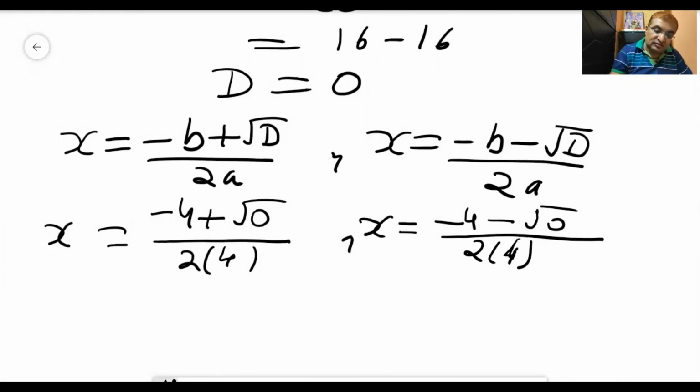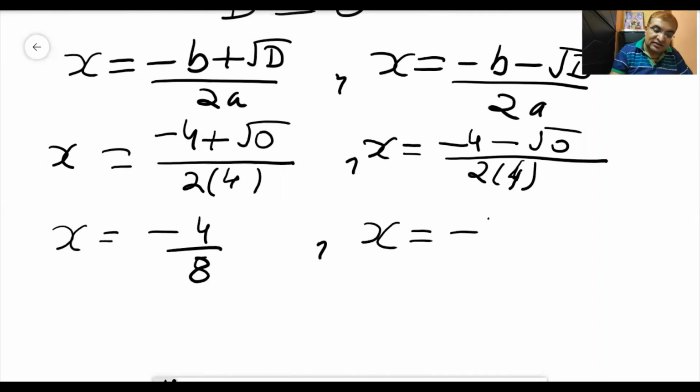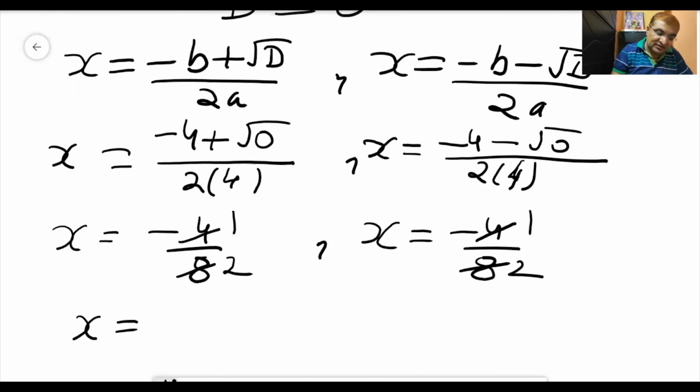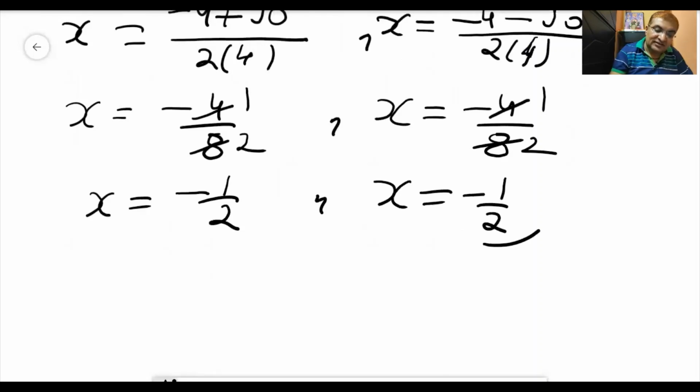Now you must know that square root of 0 means 0, and minus 4 plus 0 means minus 4, absolutely no change. Minus 4 divided by 8, and here also you just see minus 4 minus 0 is also minus 4. When you add 0, no change. When you subtract 0, no change. So exactly the same values are there, so we cancel that by 4. And what we observe is, just concentrate, two answers are there. First root was minus 2. In second case also it is exactly same.